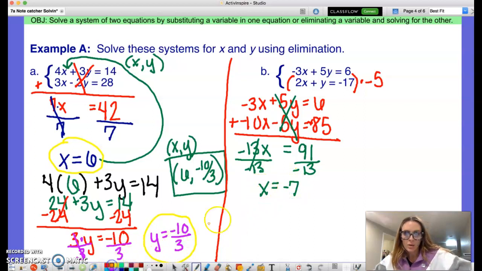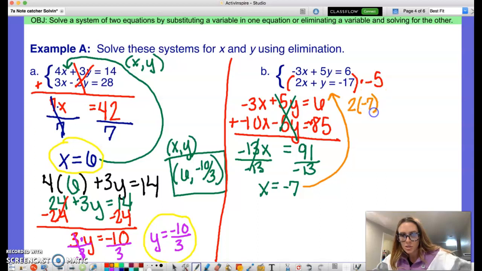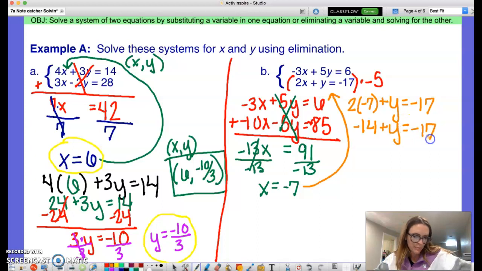Okay? Now, we've got to plug in again. So we've got to take this guy and plug it into one of the equations up here. Let's do the bottom one. So let's do 2 times, this is where I put that negative 7. I substitute negative 7 in where I see x, plus y equals negative 17. Now I multiply. I have negative 14 plus y equals negative 17. And then I add 14 to the other side.